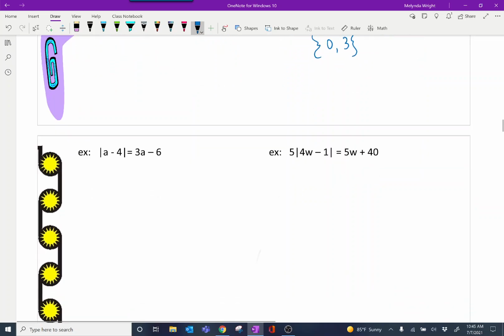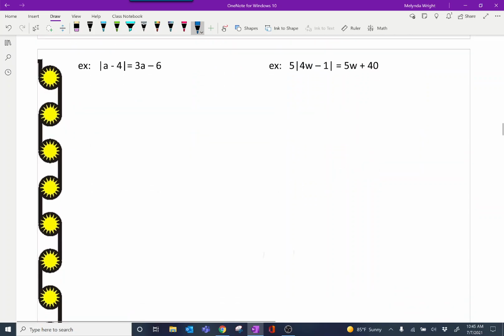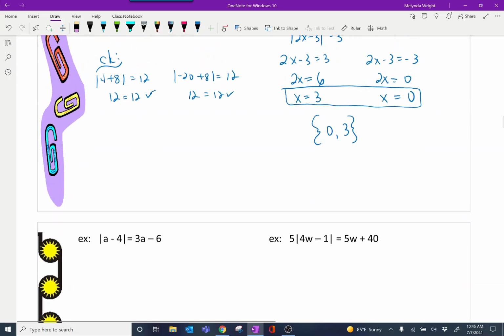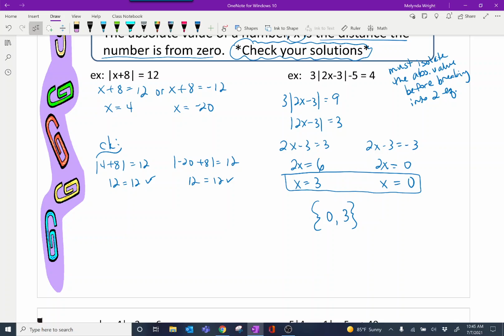Now here we're going to encounter some absolute value equations that are a little bit more difficult because they have variables on the inside and the outside of the absolute value. Now, let me just note here, we talked about setting these absolute value equations equal to the 12 or the negative 12.